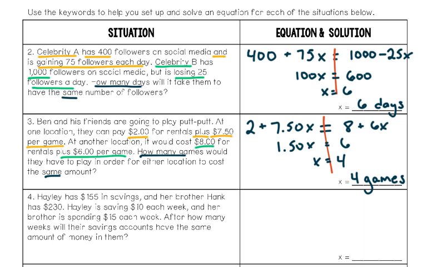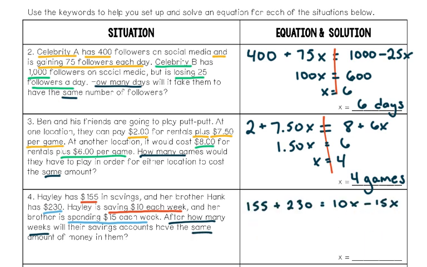I'm going to do this in 2 different colors. To start with, it says Haley has $155 in savings. Her brother Hank has $230. Haley is saving $10 each week, and her brother is spending $15 each week. After how many weeks will their savings accounts have the same amount of money in them?